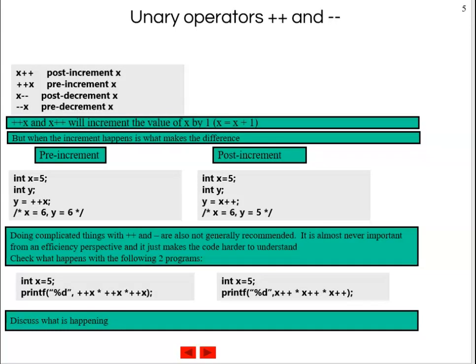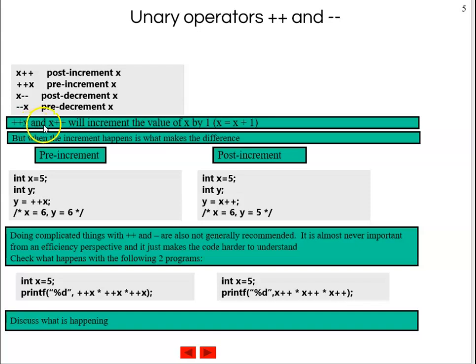Let's look at unary operators. There is a unary increment and decrement. There is a pre-increment and post-increment, pre-decrement and post-decrement. These are the four unary operators available in C. They have the highest precedence. That means these get executed first before anything else. So let's look at this.